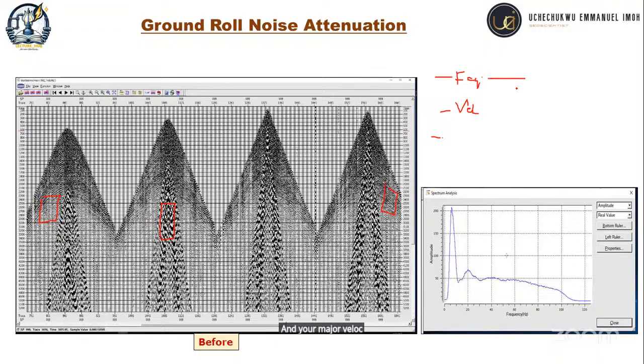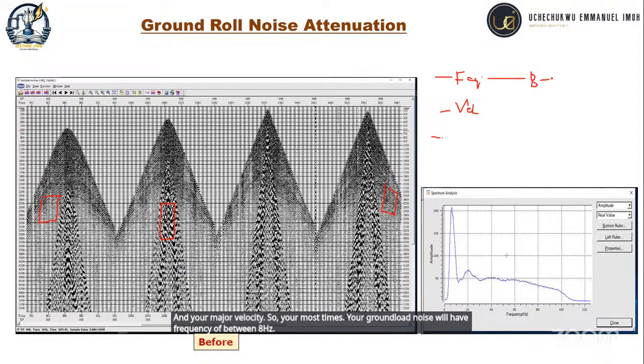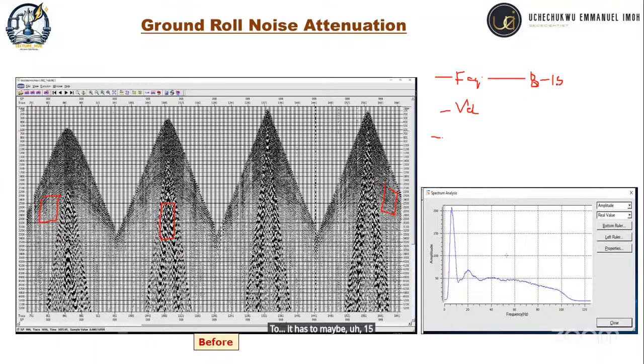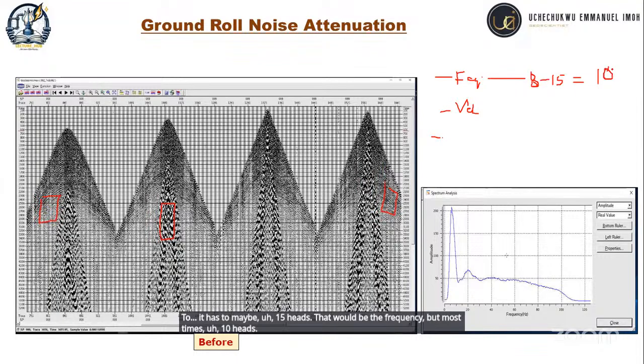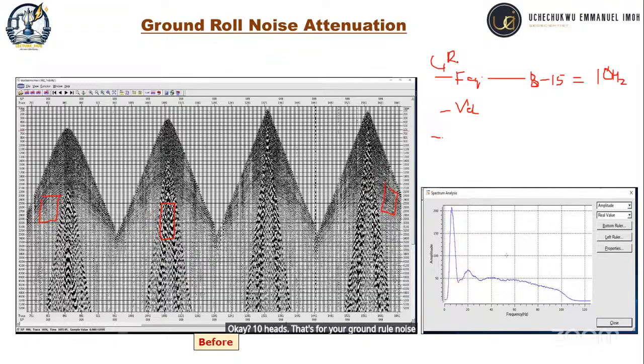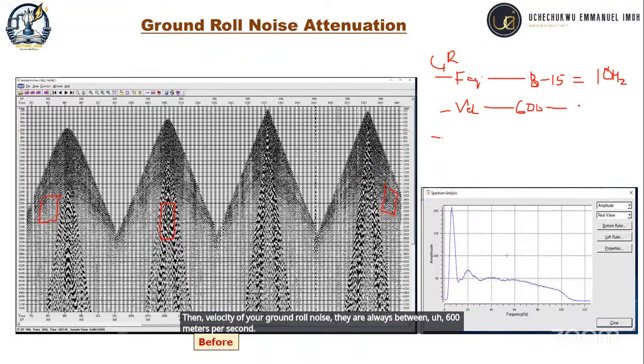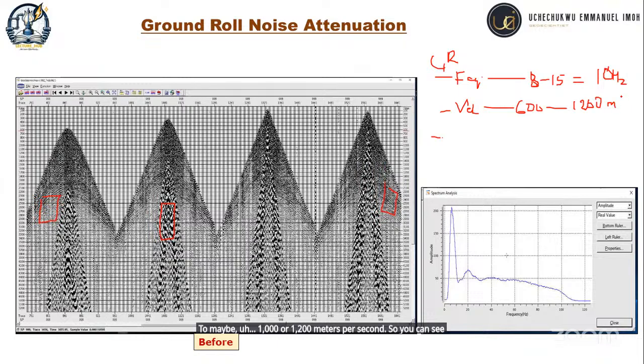So most times your ground roll noise will have a frequency of between 8 hertz to maybe 15 hertz. That would be the frequency, but most times 10 hertz. Okay, 10 hertz. That's for your ground roll noise. Then the velocity of your ground roll noise is always between 600 meters per second to maybe 1,000 or 1,200 meters per second. So you can see this velocity is low.